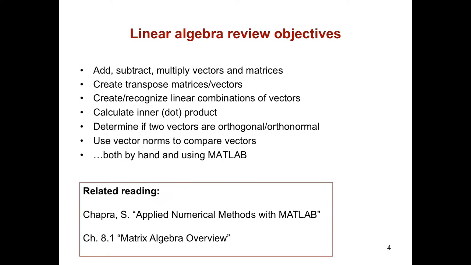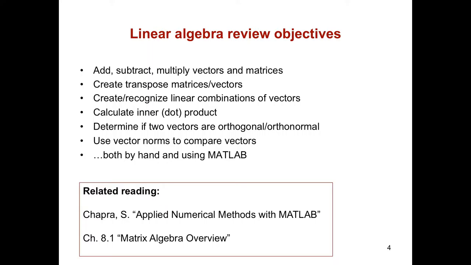All right. Our objectives in this linear algebra review are to review how we add, subtract, and multiply vectors and matrices, and certain other manipulations of those. We will transpose a matrix or vector. We will also recognize linear combinations of vectors and calculate their inner product. We will figure out how to determine that two vectors are orthogonal. And we will use something called vector norms, and later matrix norms, to compare vectors and matrices.